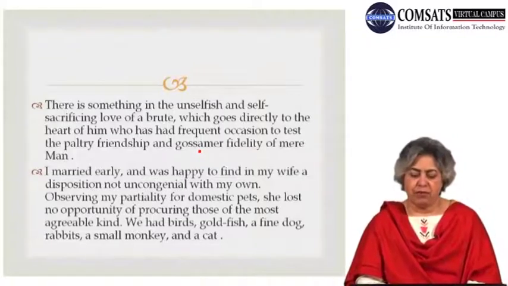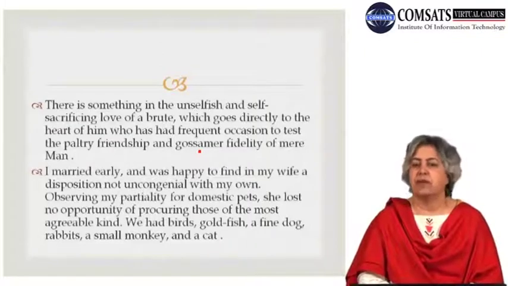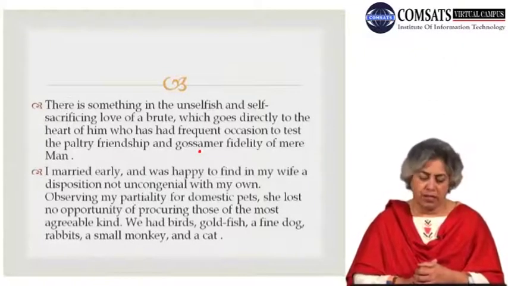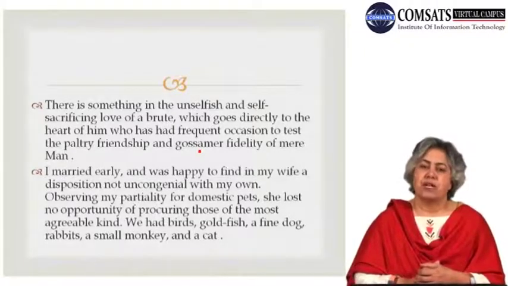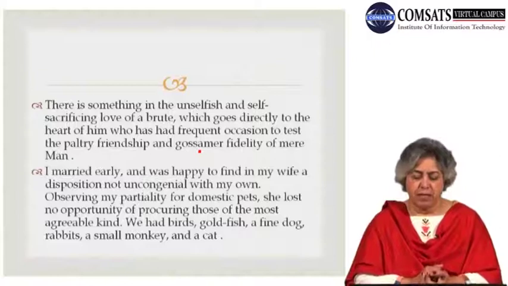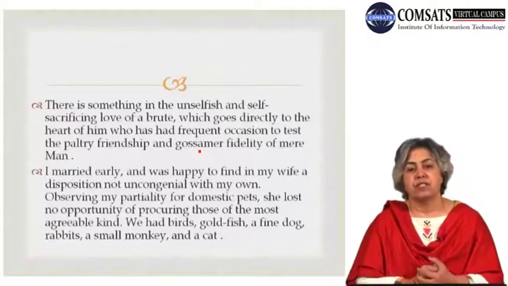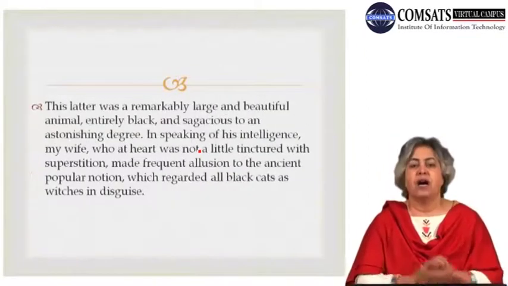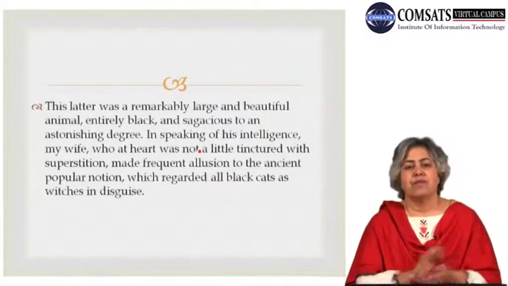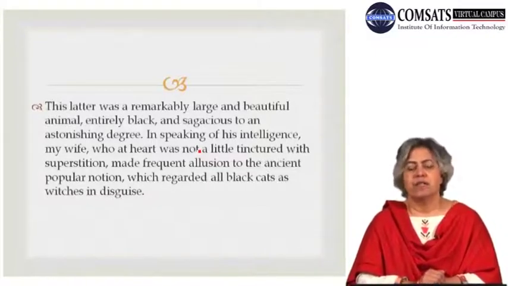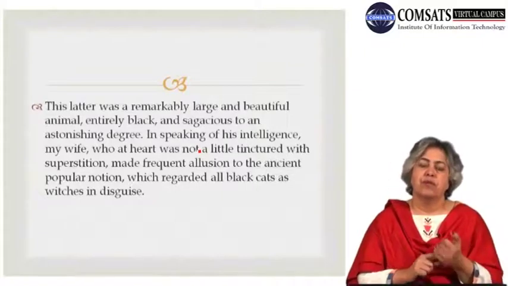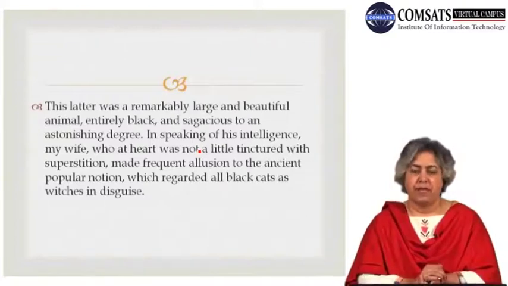"I married early and was happy to find in my wife a disposition not uncongenial with my own." So when he gets married, his wife also is very mild-mannered. She is very soft in nature. And when she observes his partiality for domestic pets, she brings different animals and even goldfish. She brings birds. So they have a house full of different kinds of pets. And both husband and wife take care of them, and they feed them and they caress them. So all in all, it's a very happy household with the husband and wife and all these different pets that they're taking care of.